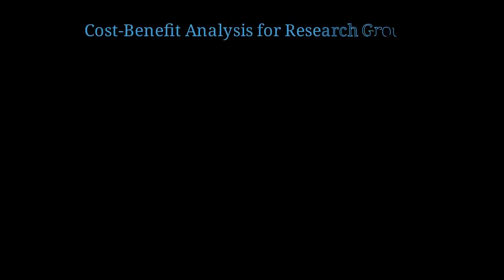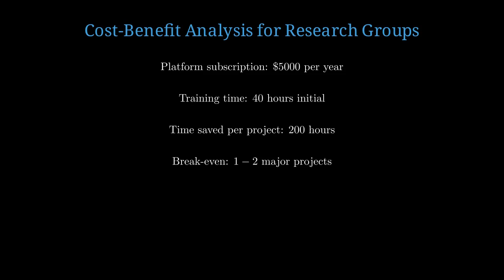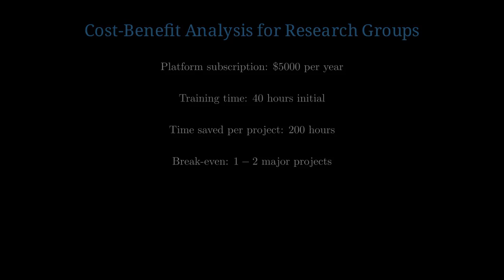Let's do a cost-benefit analysis for a typical research group considering adopting AI gap analysis. A commercial platform subscription costs about $5,000 per year for a research group. Initial training takes about 40 hours for the team to learn the platform effectively. But once trained, you save approximately 200 hours per major research project in literature review and gap identification. The break-even point is typically 1 to 2 major projects per year, making it cost-effective for most active research groups.